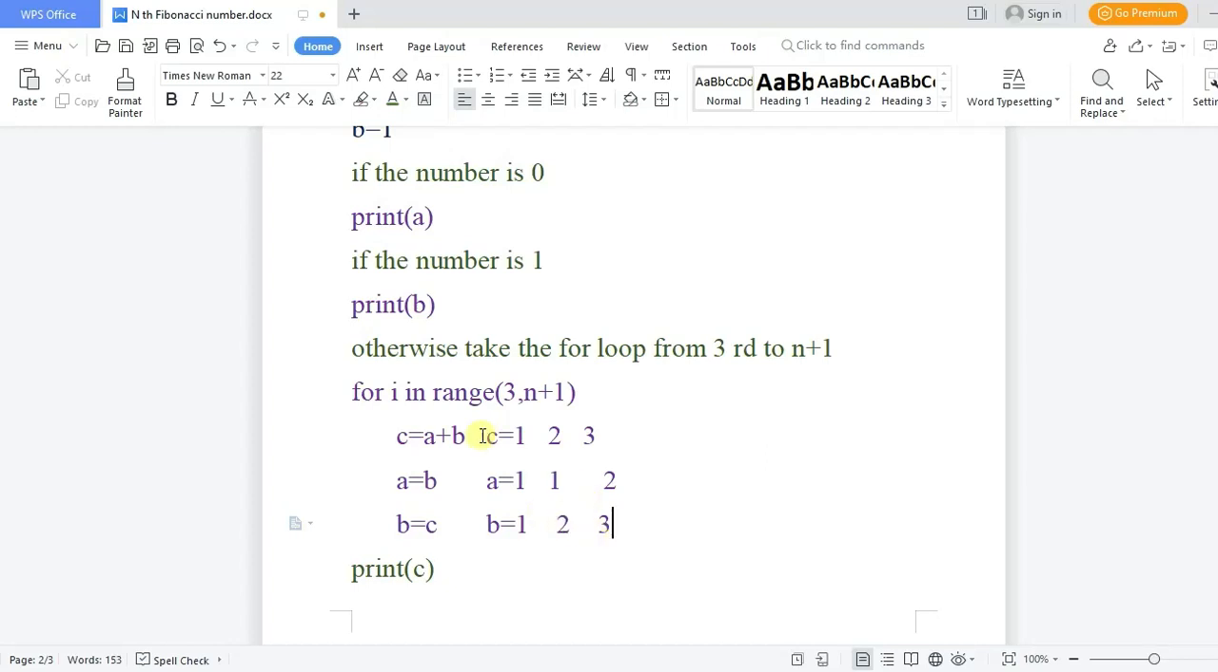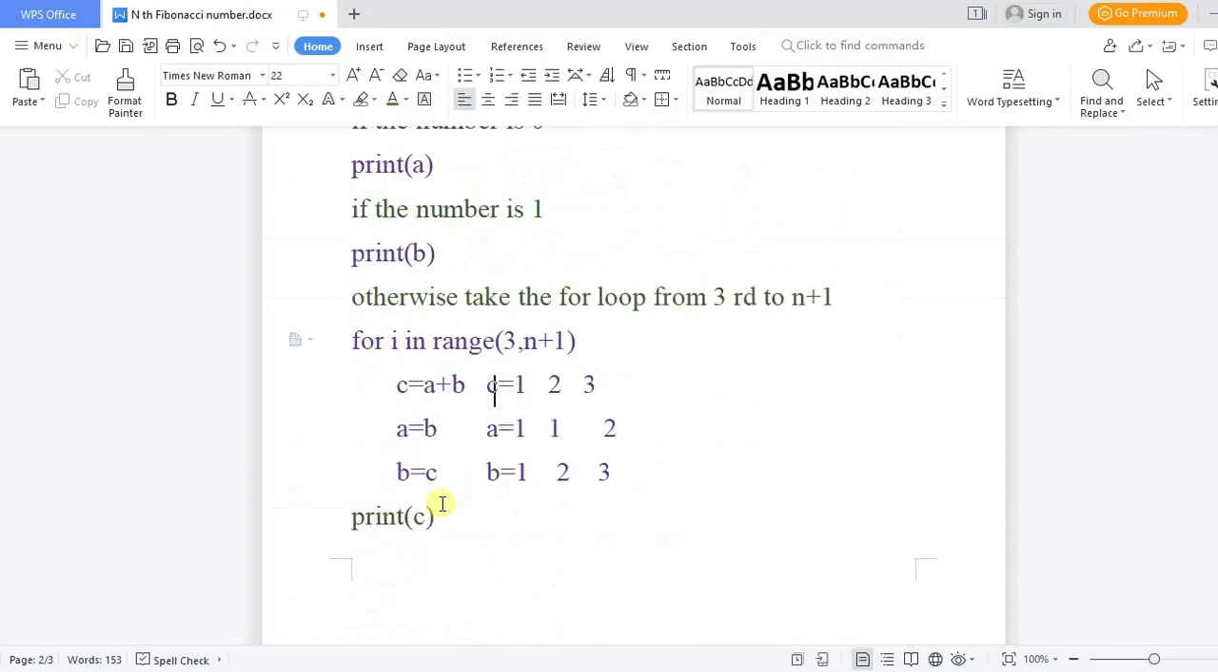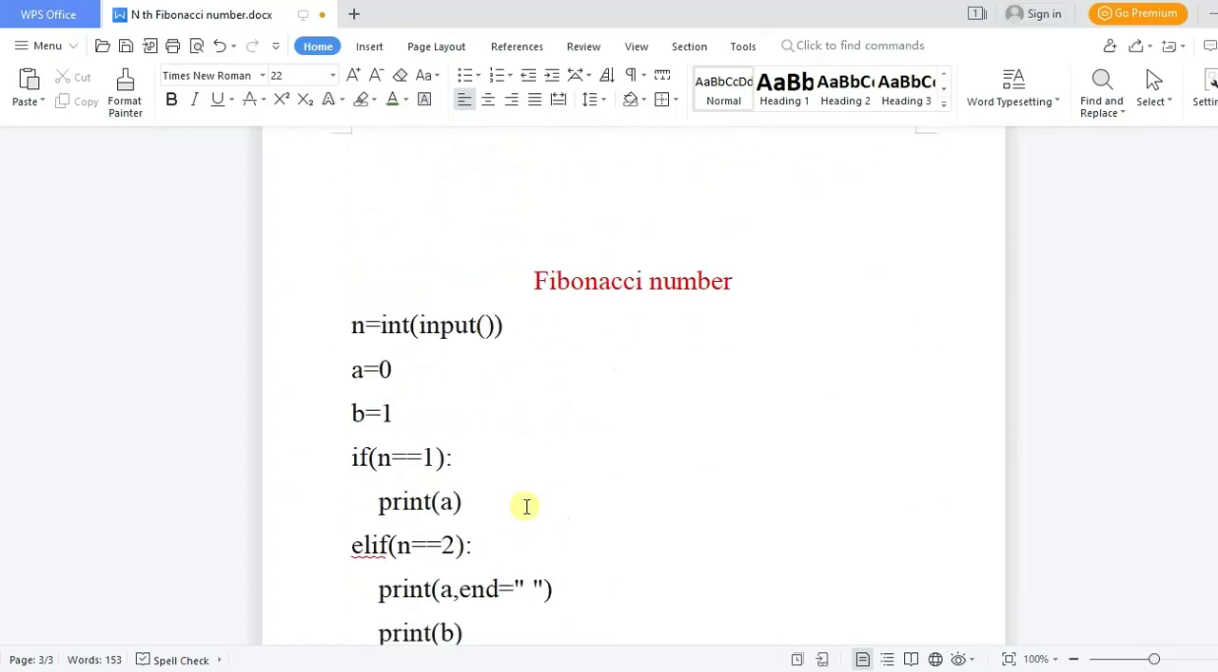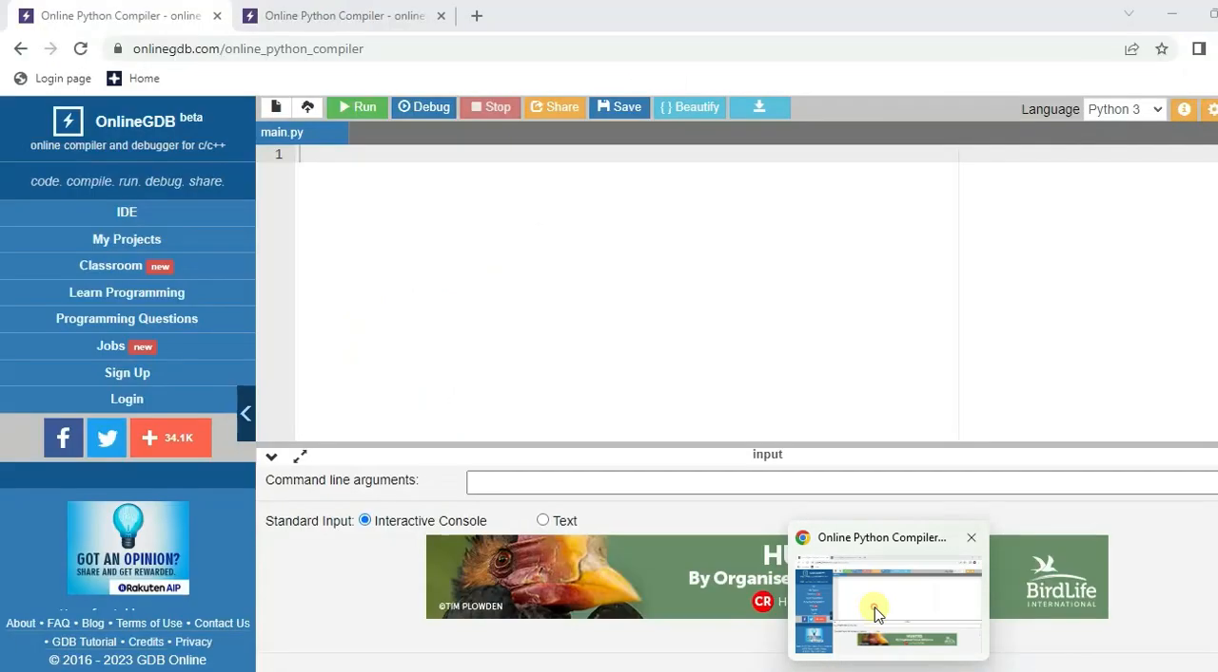That means for the iterations i equal to 3, 4, 5, the loop closes, and then the output will be 3. The fifth number: 0, 1, 2, 3, 4, then 1, 2, 3, 4, 5, so the fifth number here is 3. I hope you understand this. I will explain further while executing.